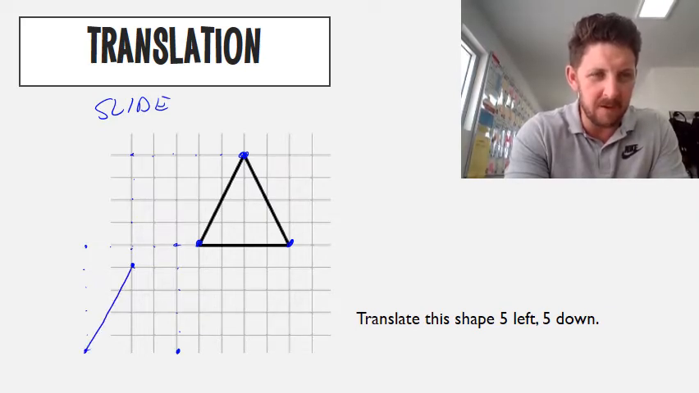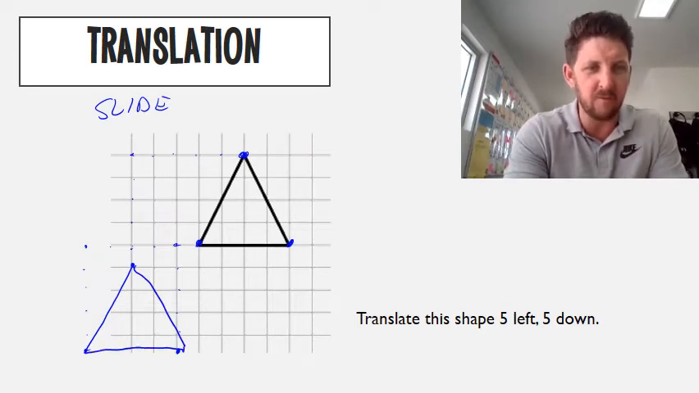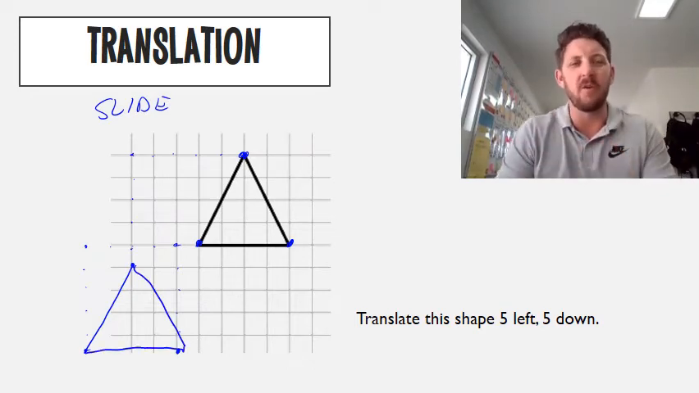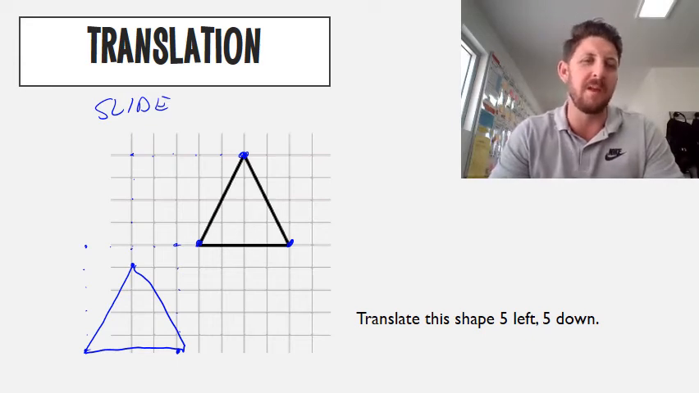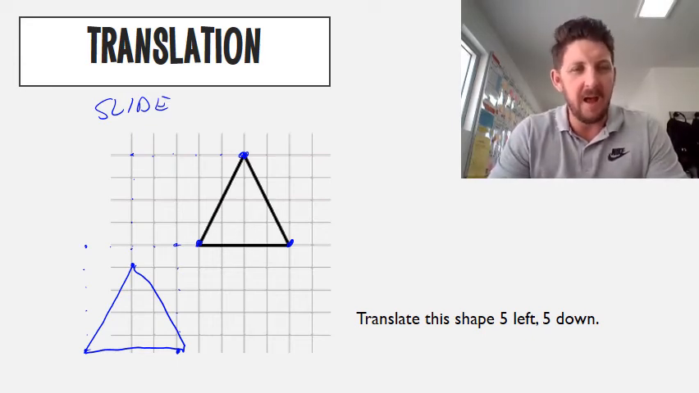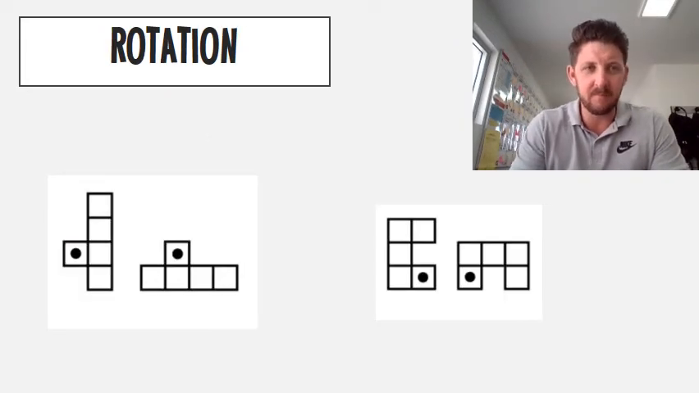Using my ruler again to make sure that my shape is perfect. I'm going to draw that triangle again. And you can see that my triangle, if it was using a ruler, would be the exact same shape. Has the exact same area, has the exact same length of side.